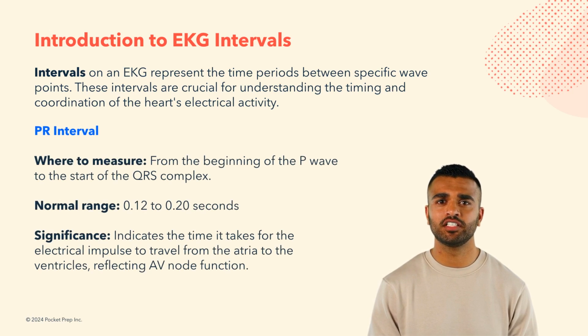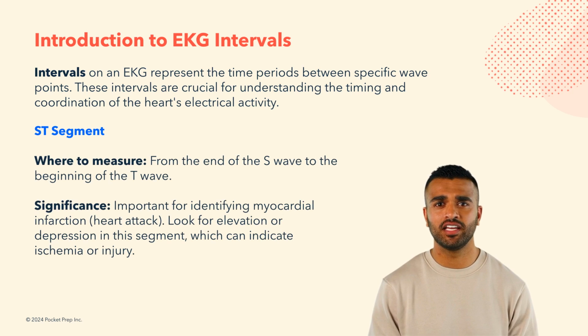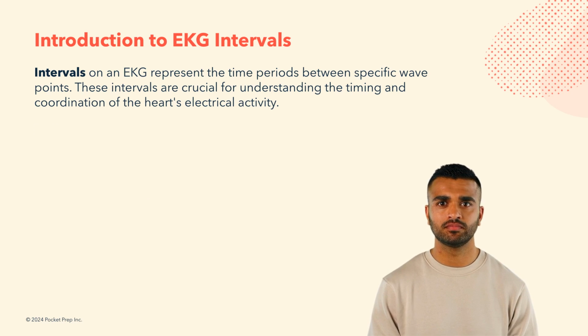The PR interval is measured from the beginning of the P wave to the start of the QRS complex, with a normal range of 0.12 to 0.20 seconds. This interval indicates the time it takes for the electrical impulse to travel from the atria to the ventricles, reflecting AV node function. The ST segment is measured from the end of the S wave to the beginning of the T wave and is significant for identifying myocardial infarction, heart attack. Elevation or depression in this segment can indicate ischemia or injury.